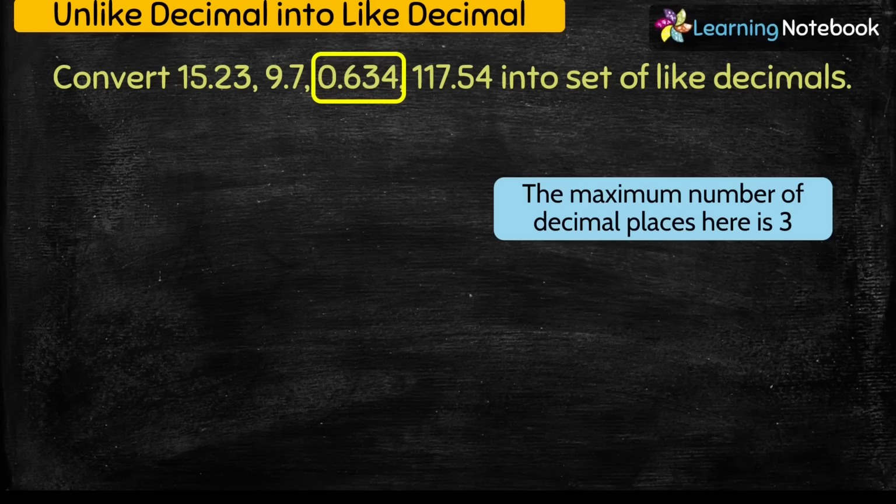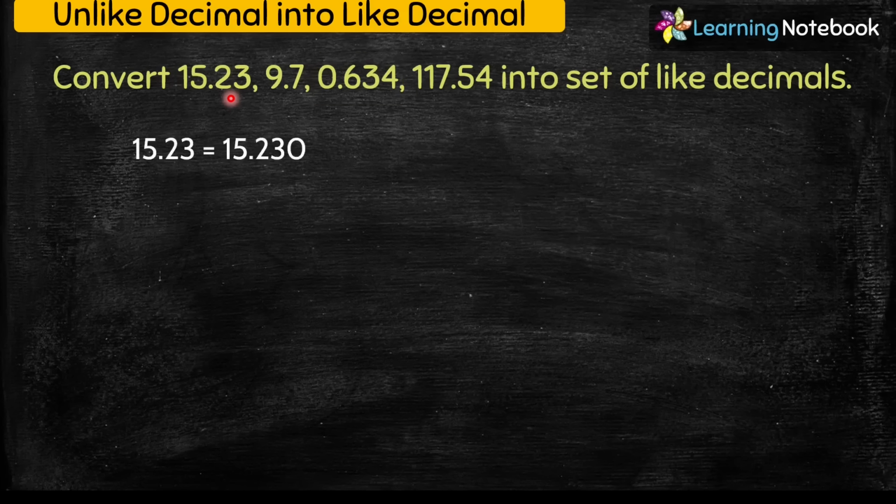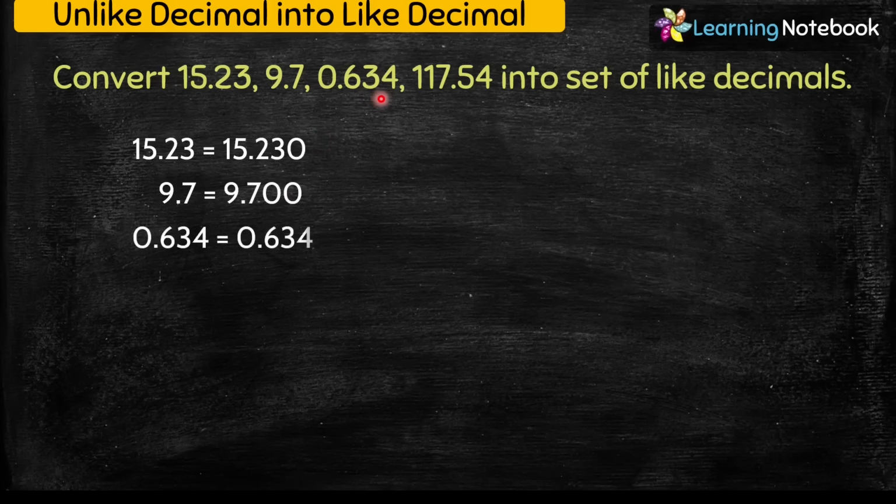So 15.23 has 2 decimal places. So we will put 1 zero to the right of the decimal part. So it means 15.23 equals 15.230. Next decimal number is 9.7. It has only 1 decimal place. So let's put 2 zeros. We get 9.700. Third decimal number is 0.634. It already has 3 decimal places.